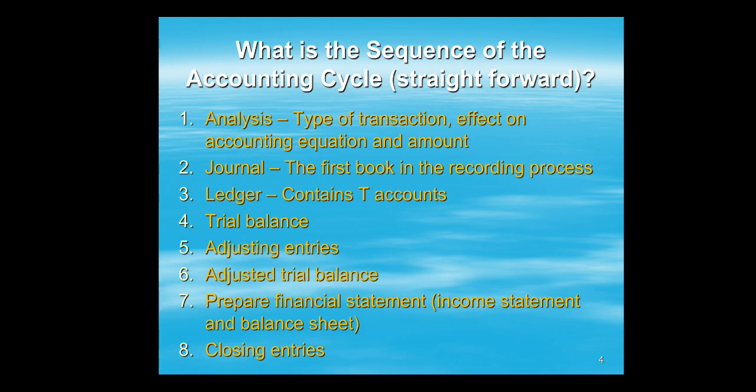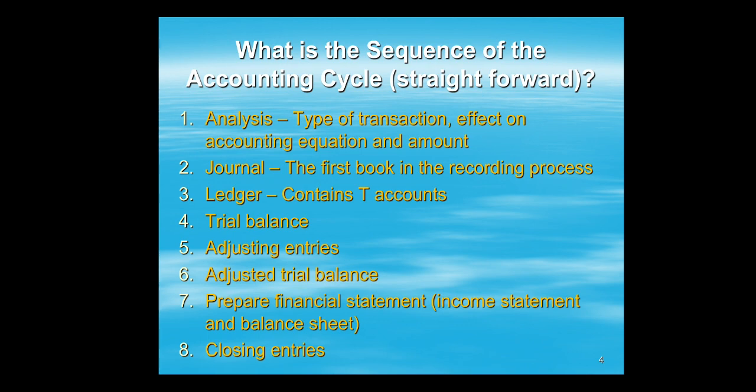So the analysis happens after a business does a business transaction. During the analysis, you have to know the type of the transaction, the effect of the transaction on the accounting equation, and the amount. You will see the detail in a later slide. The second step is to record the transaction in the journal. Journal is the first book in the accounting process. Step 3, you have to transfer all the journal entries into the ledger. Ledger is another book in accounting.